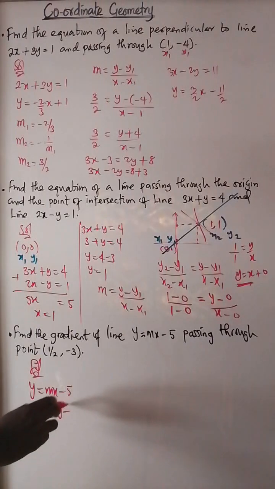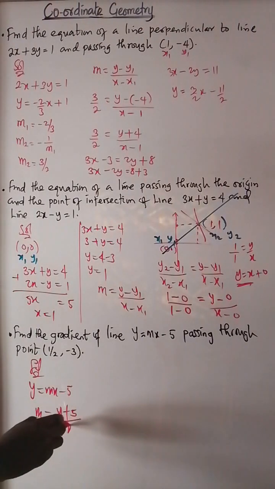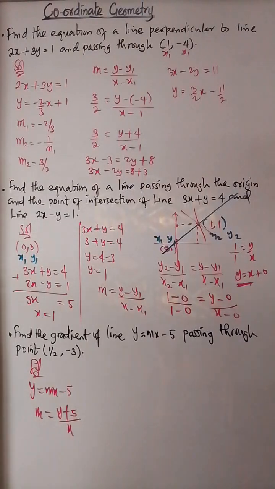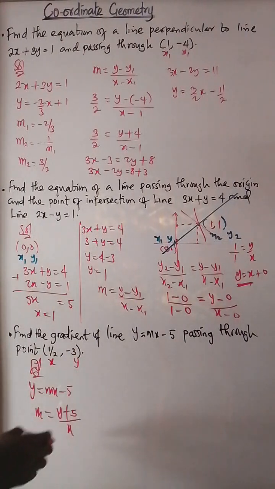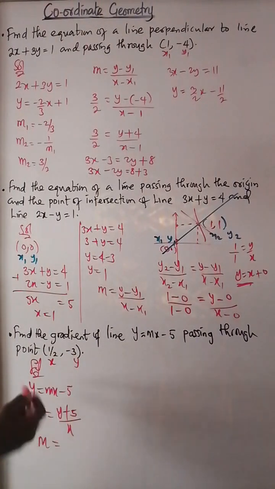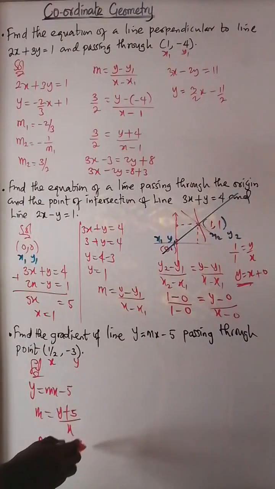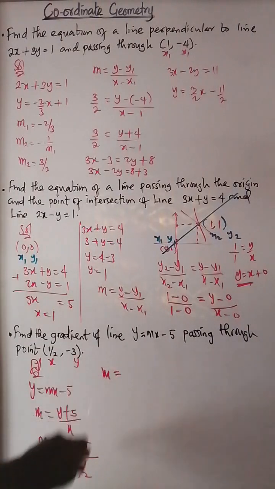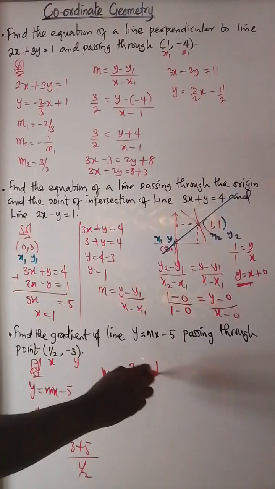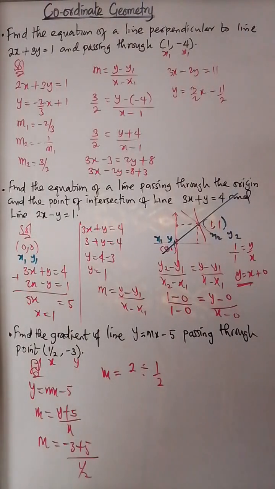m equals (y plus 5) over x. So you are going to find all of m. But luckily, we are already given a point to pass through. So this is our x, y. You can call it x1, y1, doesn't matter. So from here, our gradient m becomes, what is y? Minus 3 plus 5. What is x? Half. From here, m becomes 2 divided by what? Half. So if we divide 2 by half, we get 4.